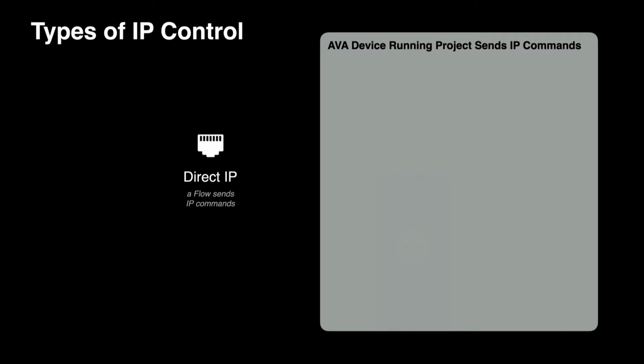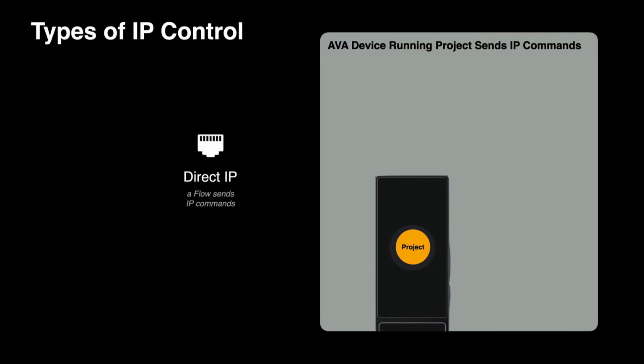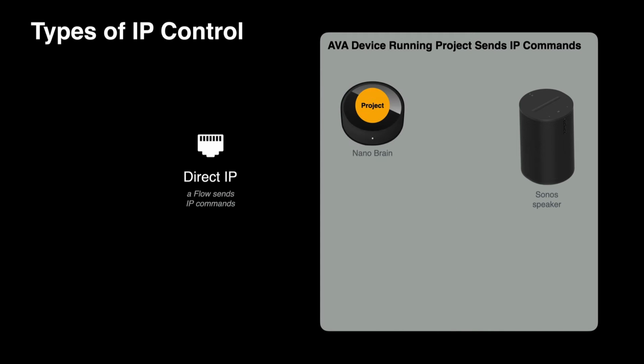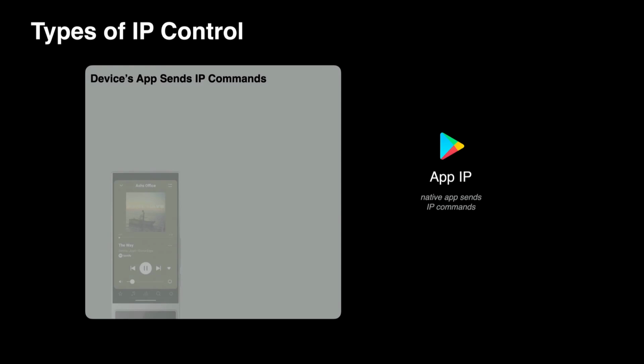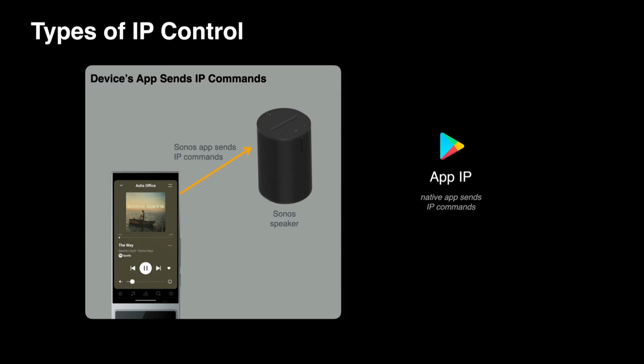Direct IP commands are always sent from whatever device is running the project for AVA OS. When the project is running on a cinema remote, the remote sends the direct IP command. When the project runs from a Nano Brain, the brain sends the direct IP command. App IP is when an Android app running on an AVA remote sends the commands.